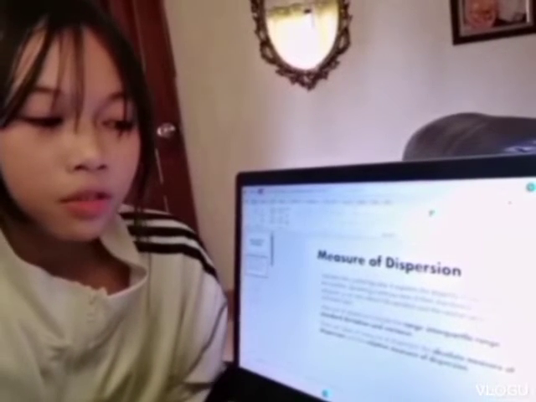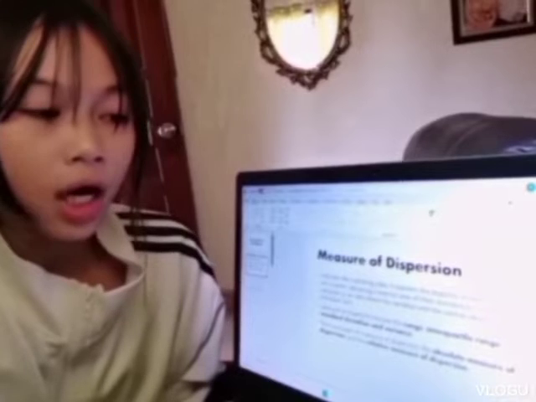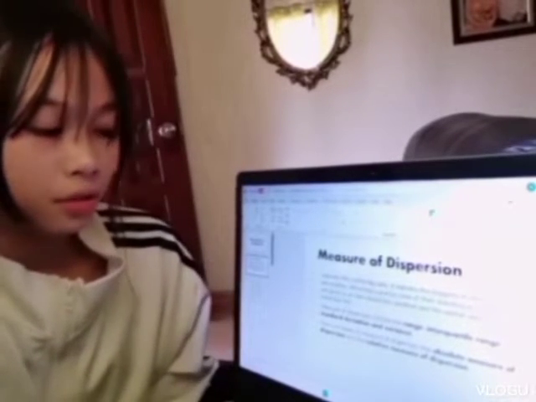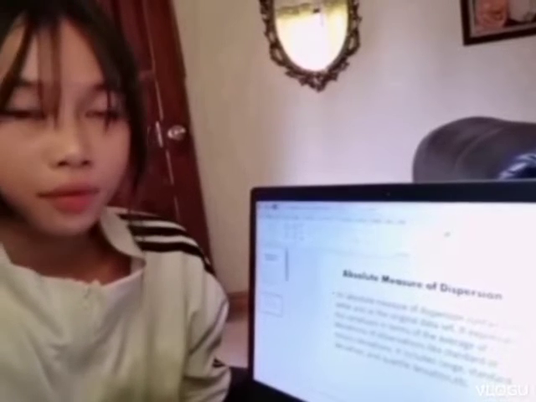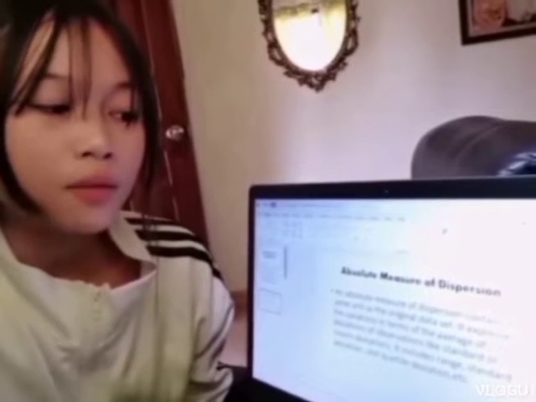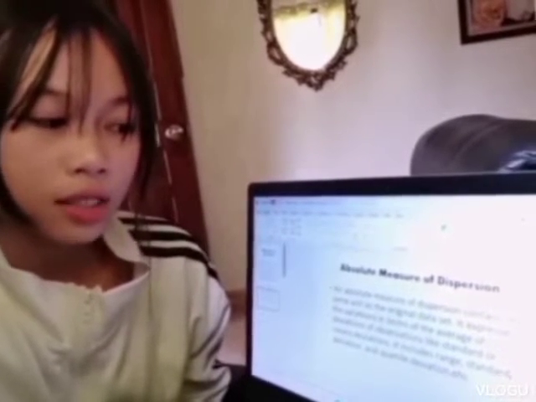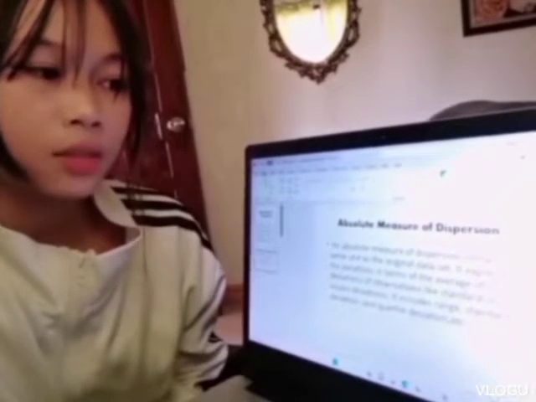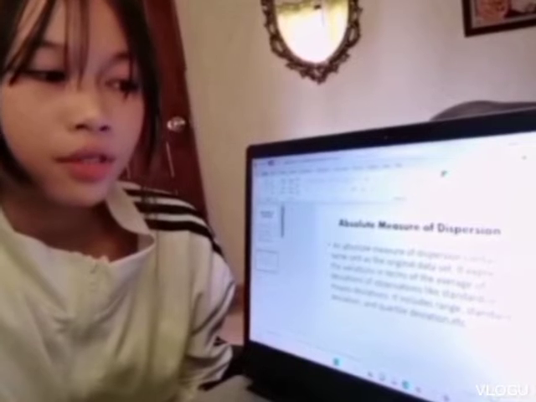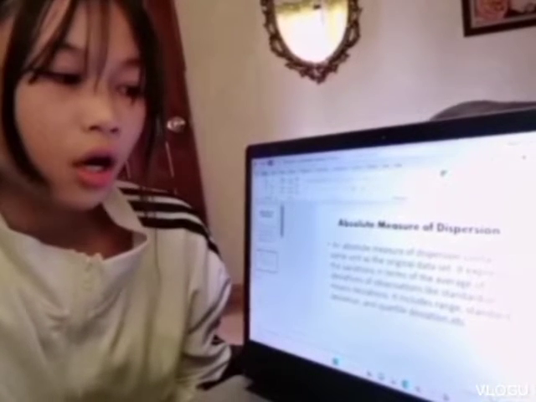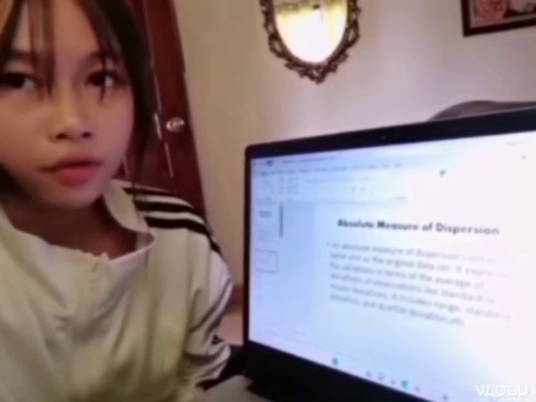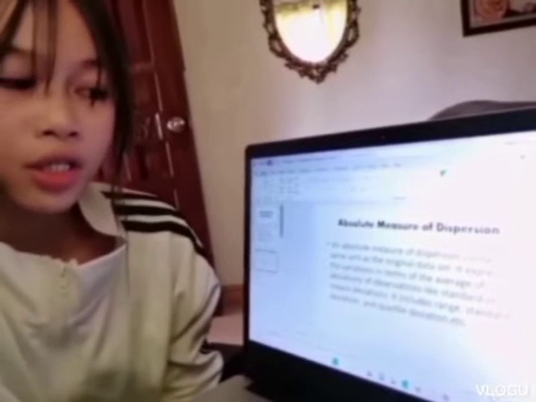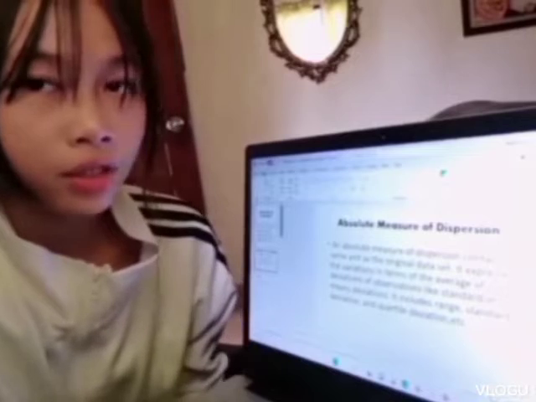There are two types of measures of dispersion: the absolute measures of dispersion and the relative measures of dispersion. Absolute measures of dispersion. Absolute measures of dispersion contain the same unit as the original set. It expresses the variation in terms of the average of deviations of observations. It includes range, standard deviation, and the quartile deviation.